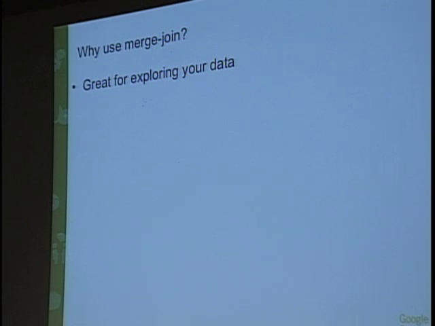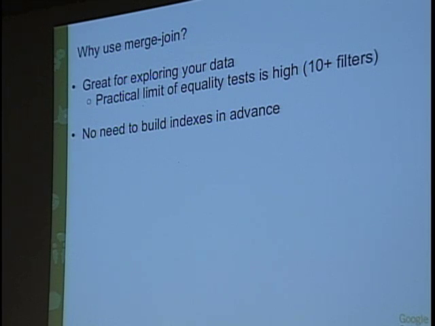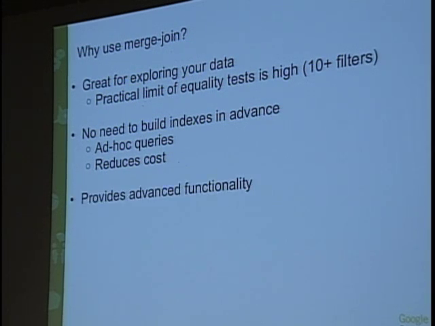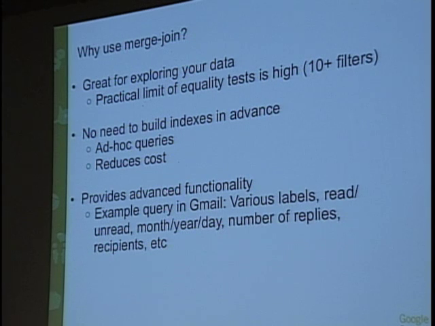But first, why would you use merge joins? Well, it's great for exploring your data. It allows you to find things, filter in your database. You can do a large number of filters in a single select statement very efficiently. There's no need to build special indexes in advance, so you can write ad hoc queries. It can be done very efficiently and reduces the cost. And it provides some additional functionality, like, for example, in Gmail, if you wanted to filter on multiple labels, on whether a message is read or unread, the number of replies, you could combine that into a single query.